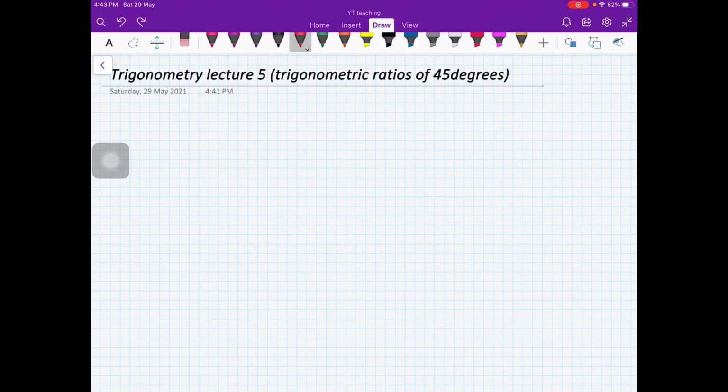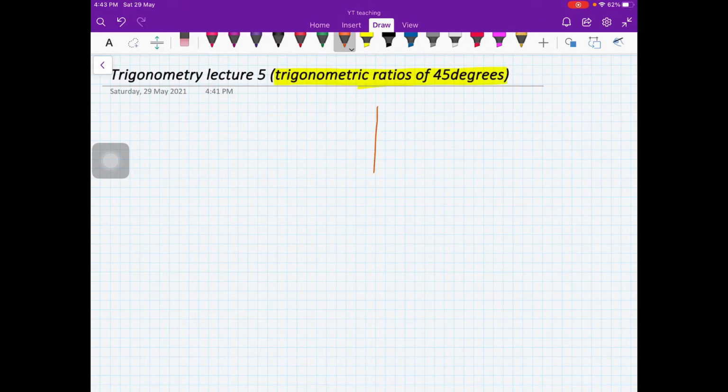So in the last few lectures we have defined what trigonometric ratios are, and we have also practiced some of the problems. So let me just write down the summary and then we will move on to this topic, which is trigonometric ratios of 45-degree angle, right?